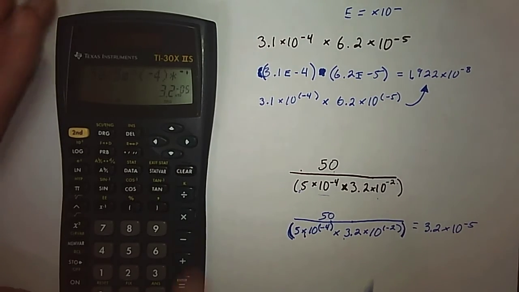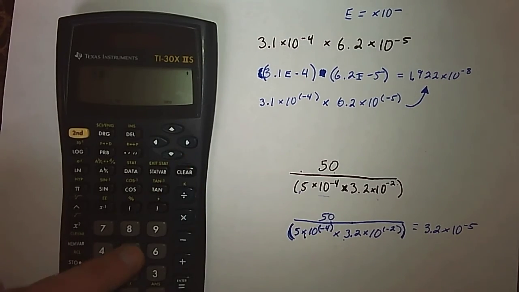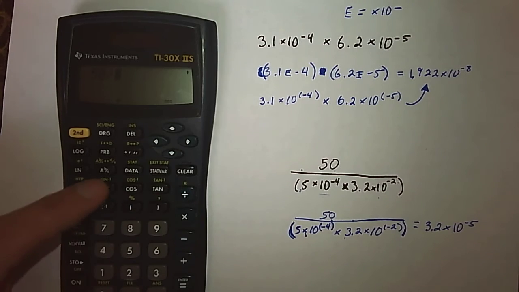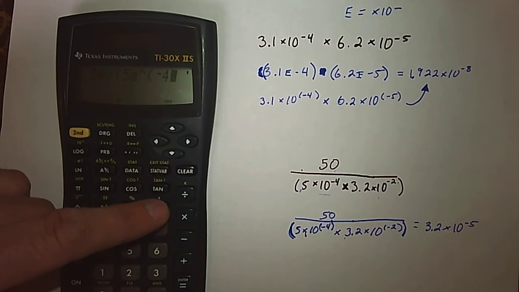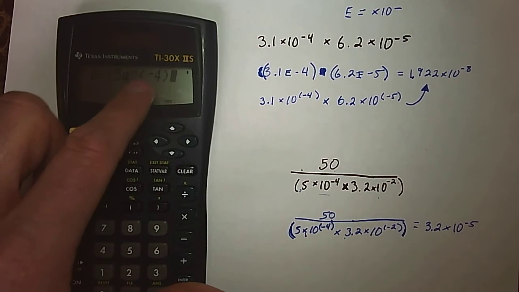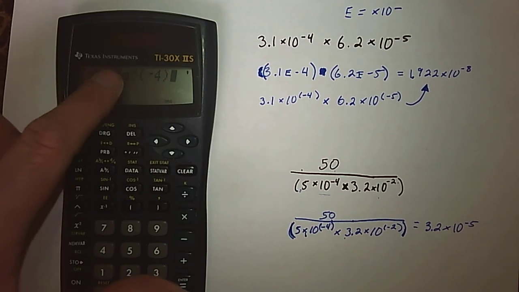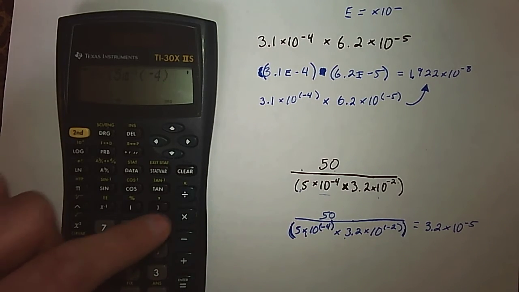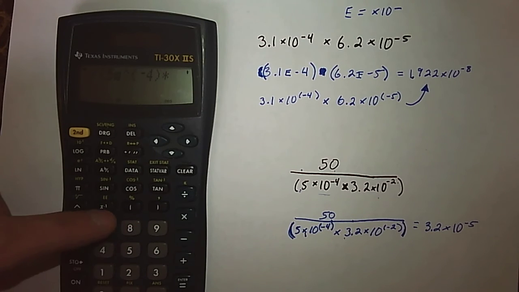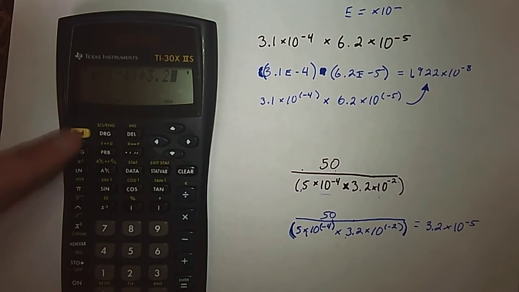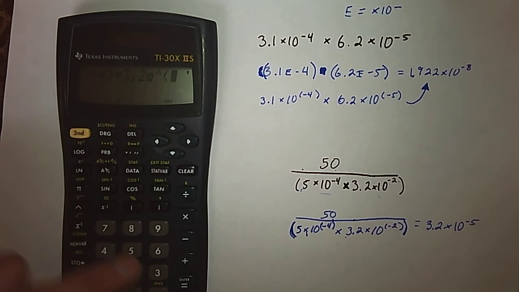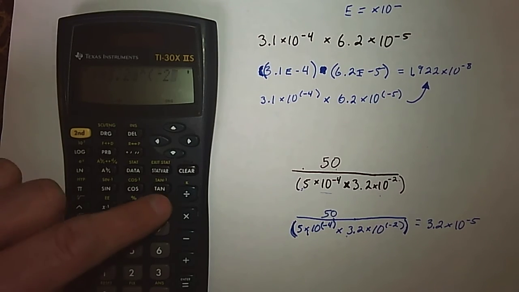All right, and now let's see what happens with our answer. So 50 divided by, and I'm just going to put in the parentheses right away. Then 5 second log negative 4. Now here's an important part: notice that I'm going to close the parentheses here, but I just closed the parentheses on this number right here. This one is still open. Then I can do times, and then 3.2 second log negative 2, close the parentheses.